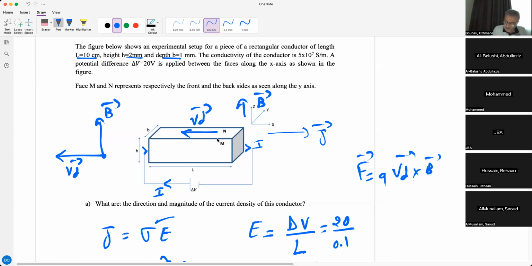So this means that this face M will accumulate negative electrons and face N will accumulate positive charges, right? Do you all agree?